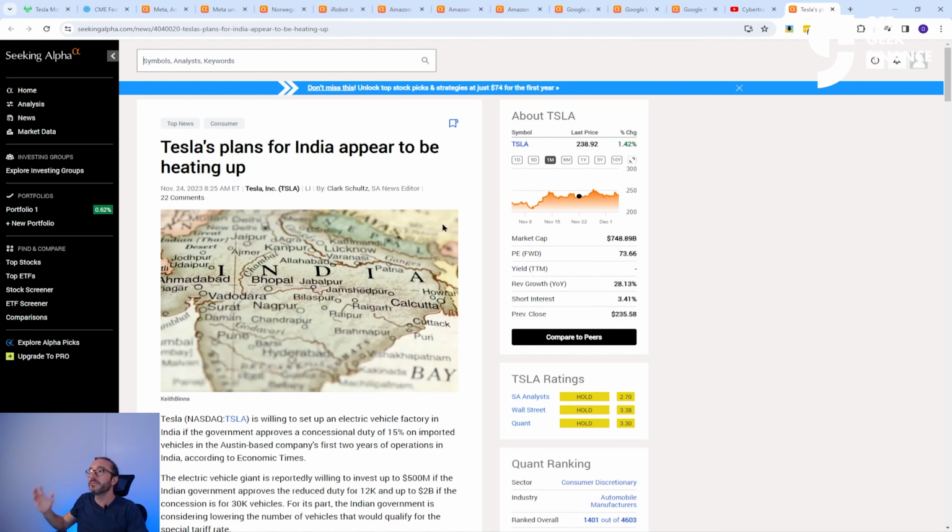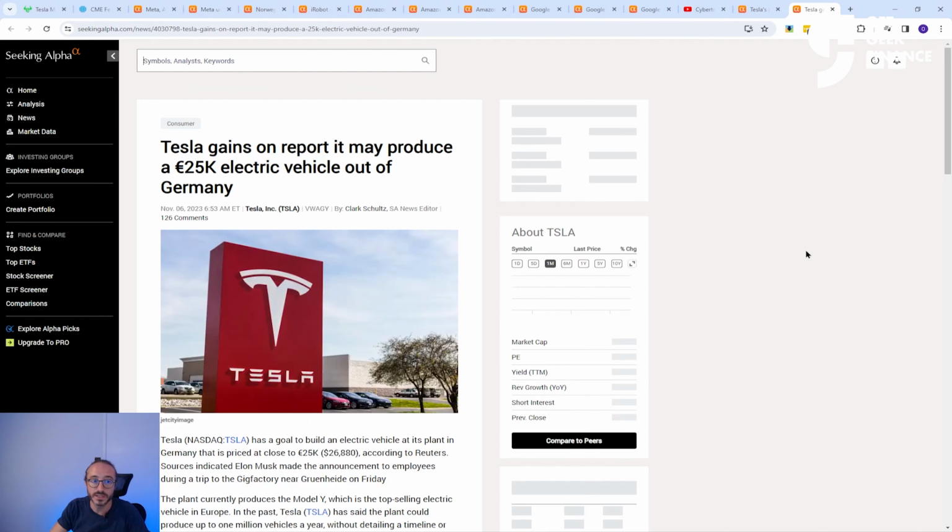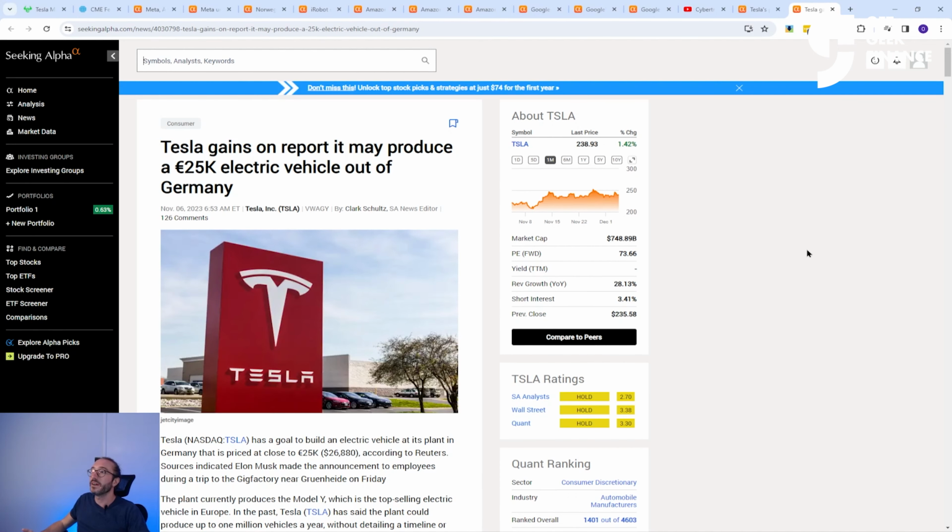Also, in other news this month, Tesla said they are willing to set up an EV factory in India if the government approves a concessional duty of 15% on imported vehicles in the company's first 2 years of operations in India. In other news, according to Reuters, Tesla has a plan to build its $25,000 EV at its Berlin factory, as Elon Musk announced this to employees there this month. I am very bullish on Tesla, and I will continue to build out this position over time.